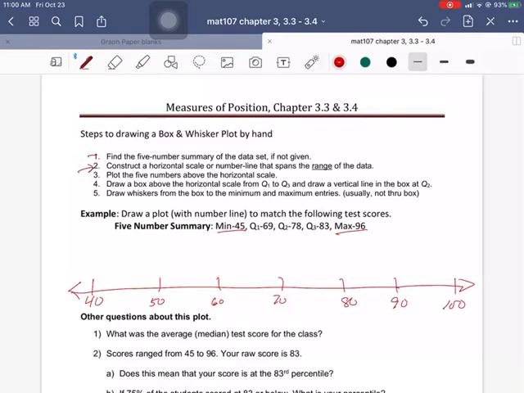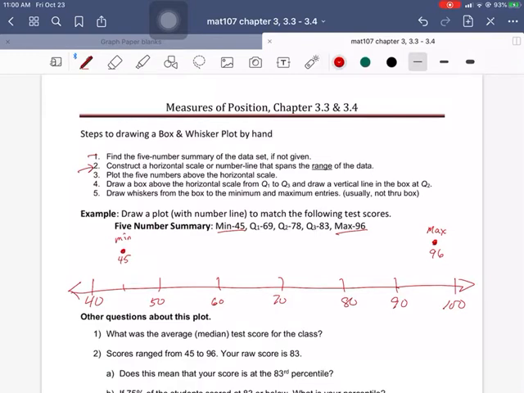And then I want to put in my min, which is at 45. So that's right here. That's going to be the end of the whisker. And I tend to write the numbers right on there just to make sure, because if I'm doing kind of a hand-drawn thing, it doesn't always look perfect. Okay, so they're the end of the whiskers.